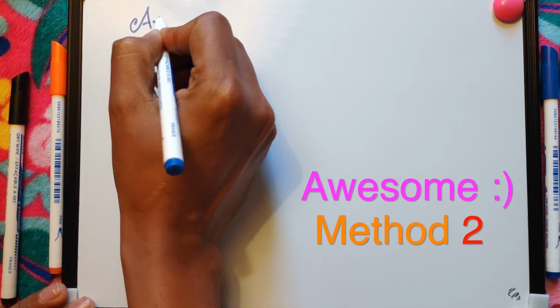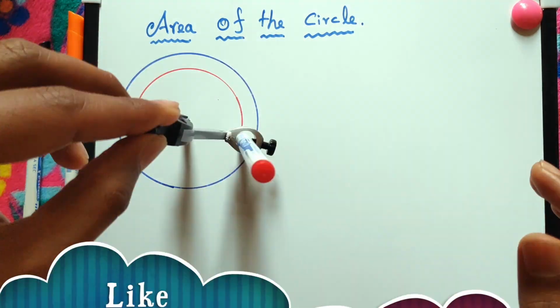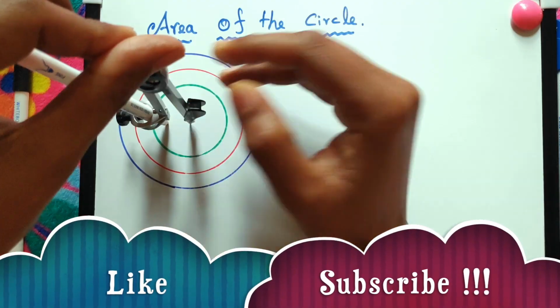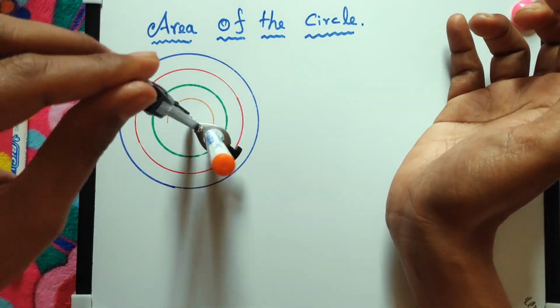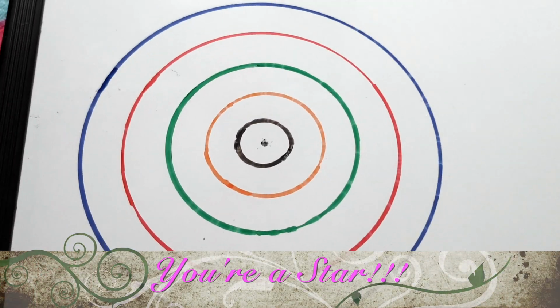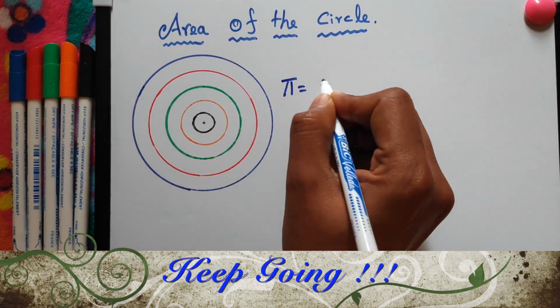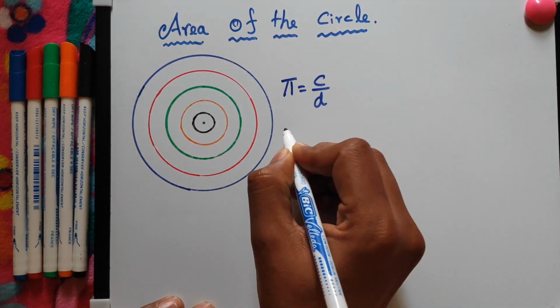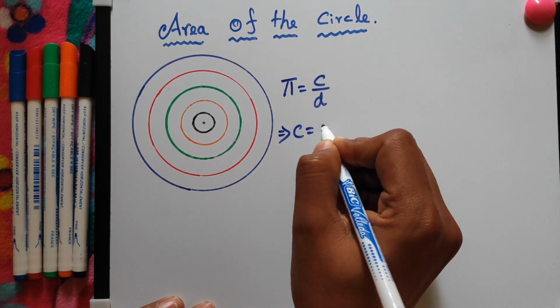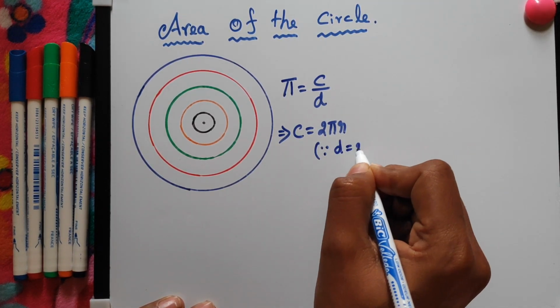Now we are going to prove the area of the circle by drawing different circles within the same circle, which are called concentric circles. Let's draw using different colors so that we can visualize them easily. So pi equal to c by d. Already we posted a detailed video for that. I will give it in the description box if you have not seen it already.